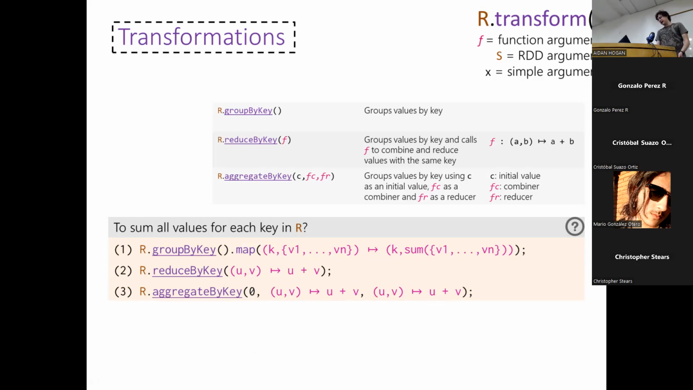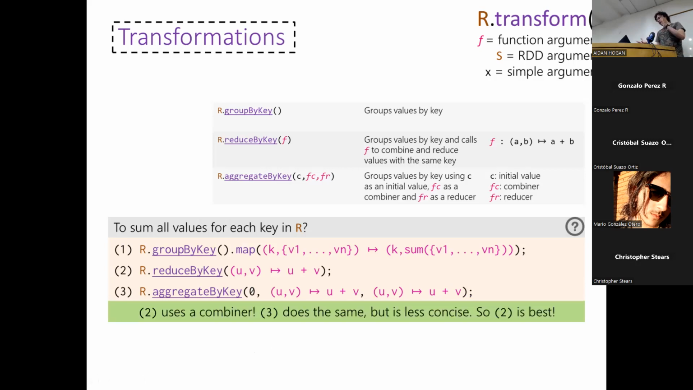So in this case, which is best? Option 2 uses a combiner, 3 does exactly the same as 2 but is less concise, so 2 is best. Essentially, when we use the same combiner and reducer in aggregate by key, it always makes sense to just say reduce by key. Reduce by key is sort of like a shortcut for aggregate by key where we have the same reducer and combiner.